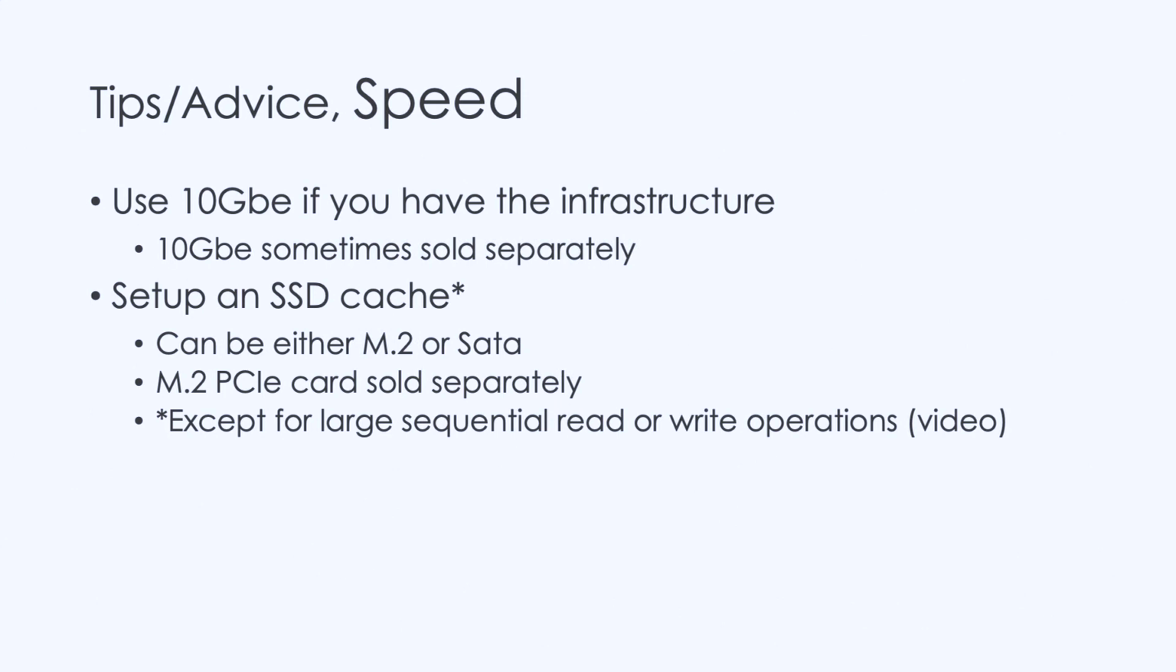You can also set up an SSD cache. Those are either going to be an M2 PCIe card, or you can plug in a SATA drive. Downside to a SATA drive, you're taking up an entire drive spot to utilize that. It's also going to be a little bit slower, probably negligible, but it's going to take up an entire drive spot. And that PCIe card is sold separately.